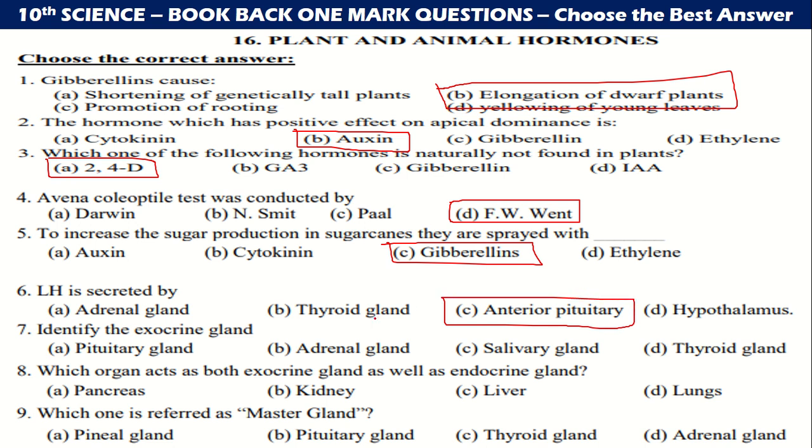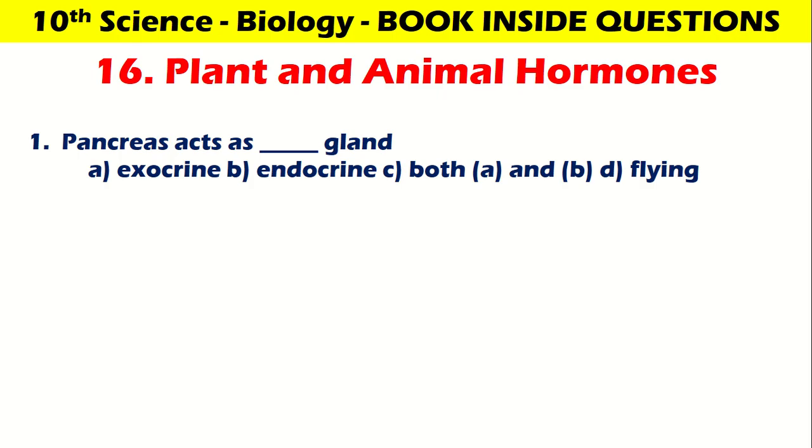Then goes the next one. Identify the exocrine gland. That is salivary gland. Which organ acts as both exocrine gland as well as endocrine gland? That is kidney. Which one is referred to as the master gland? Pituitary gland acts as the master gland. Then the additional question, the book inside question: pancreas acts as exocrine and endocrine, so which means both A and B.